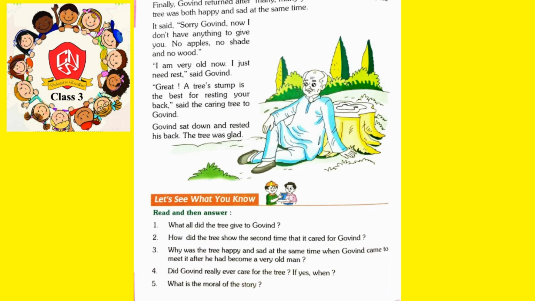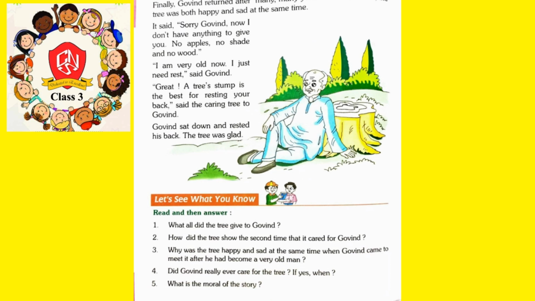So as you can see in the picture, Govind is now an old person, right? So when the tree saw Govind after so many years, he was very much happy, but at the same time he was sad. So why was he sad? Let's find out. It said, sorry Govind, now I don't have anything to give you. No apples, no shade, and no wood.